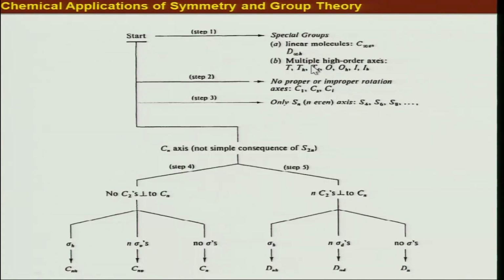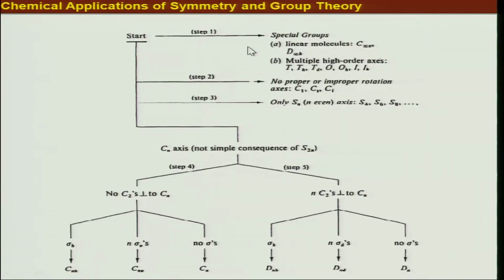Now you understand what that TD means. And similarly you can have structures with octahedral symmetries or icosahedral symmetries. So all these will give you some point groups like T, O, OH. OH also you are very familiar with. All right, so that was step 1.